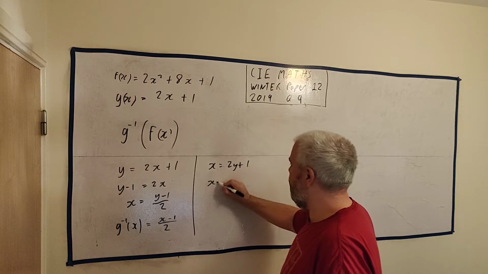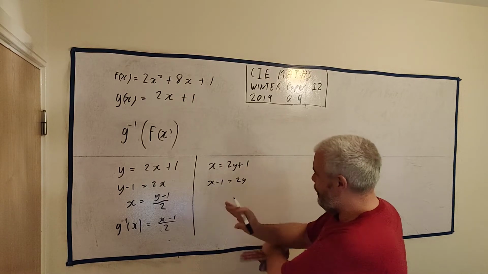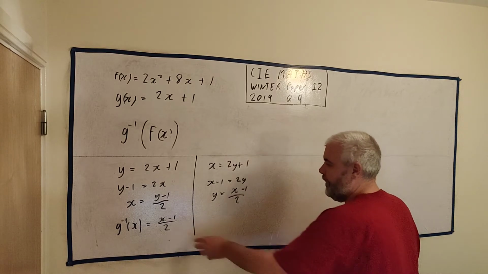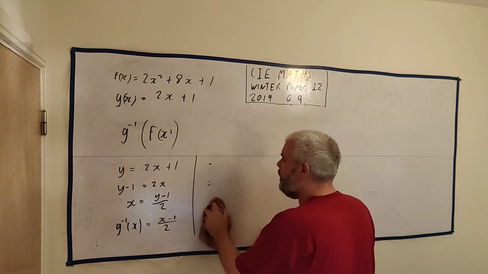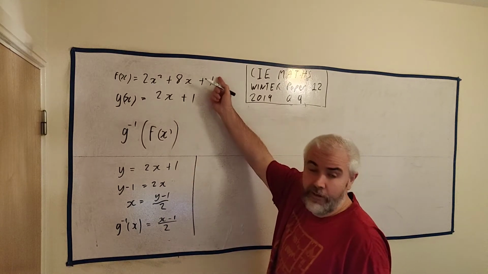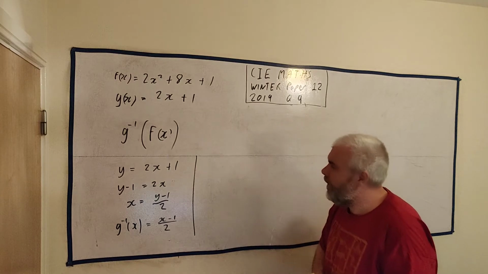We would get x minus 1 is equal to 2y. Let's switch the sides. y is equal to (x minus 1) over 2. Same thing though. So this is the inverse function. This is the inverse function of g. A lot harder to get the inverse function of f, by the way, but still possible.